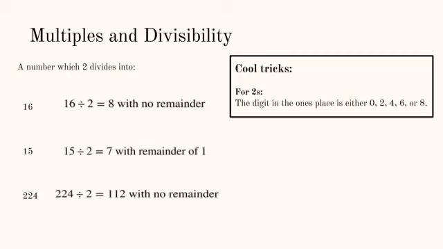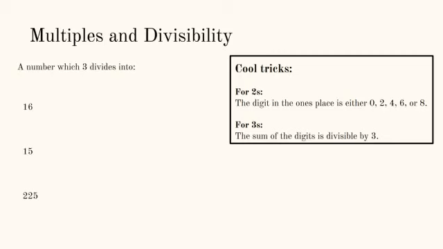224 divided by 2 is 112 with no remainder. That means that 224 is divisible by 2. I could have just looked in the ones digit right here and noted that we had a number that was divisible. It was 4, so it was divisible by 2.